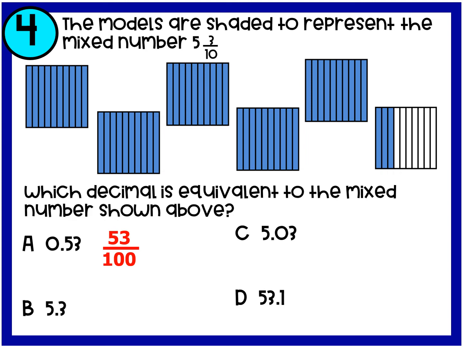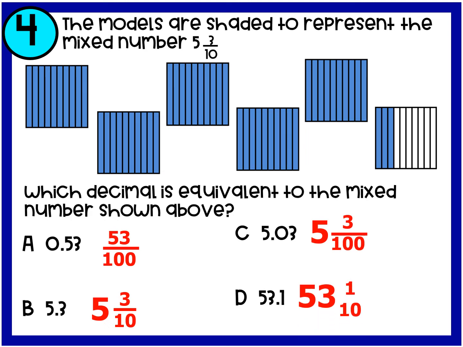B is 5.3. I have 5 whole units. The digit 3 is in the tenths place, so 3/10. So 5 and 3/10. So maybe B. I'm going to look at C. For C, I have 5 whole units, but the 3 is in the hundredths place. So this time I would have 5 and 3/100. So no, C is not equivalent. I'm going to look at D. I have 53 whole units. The 1 is in the tenths place, so I have 53 and 1/10. So that is not equivalent to 5 and 3/10. So the correct answer here is B.